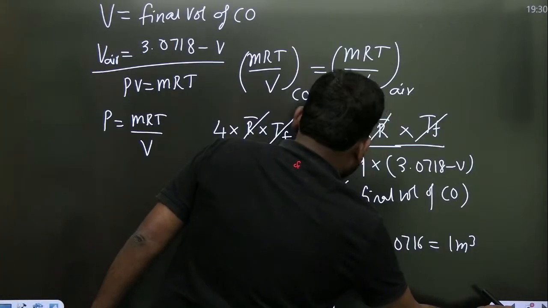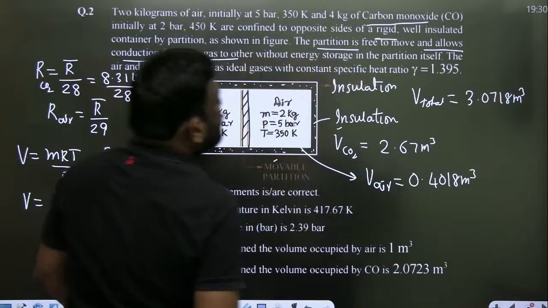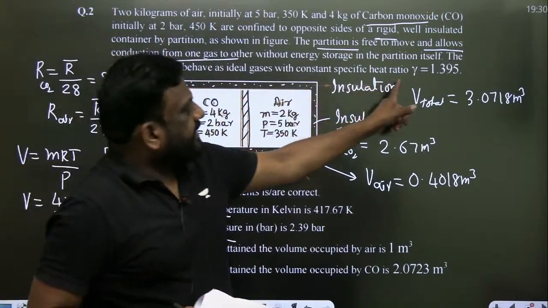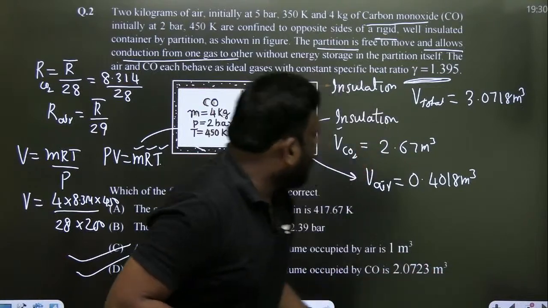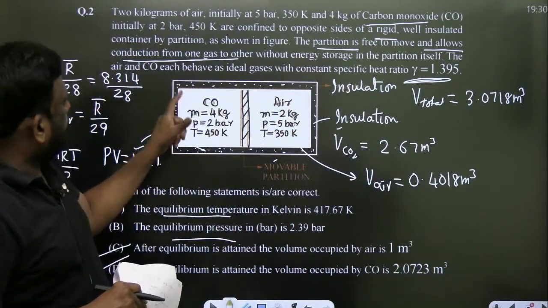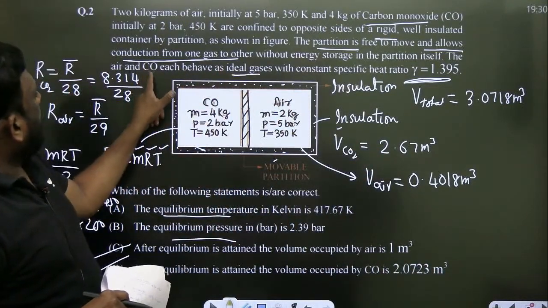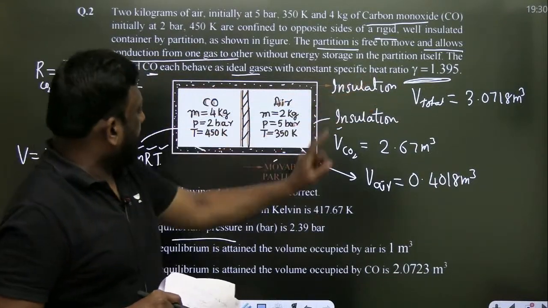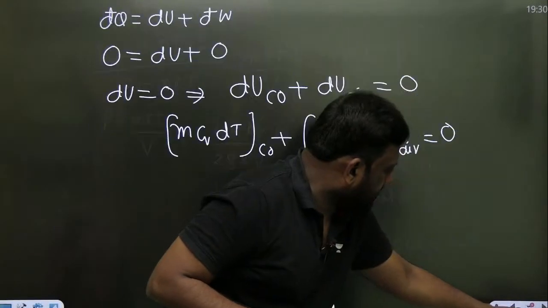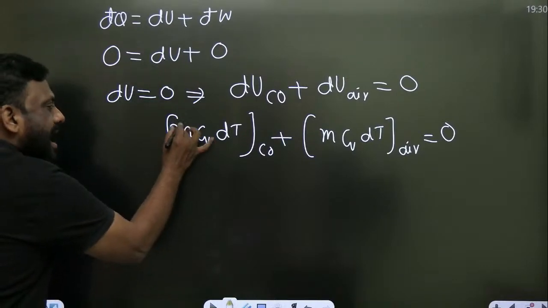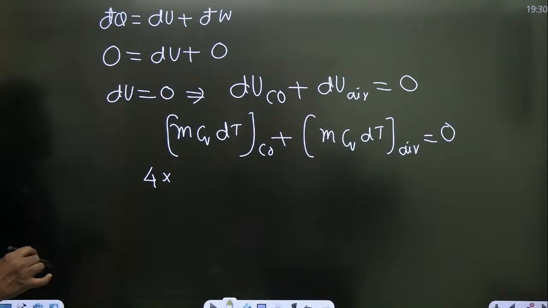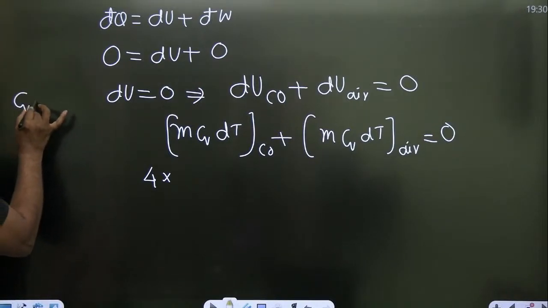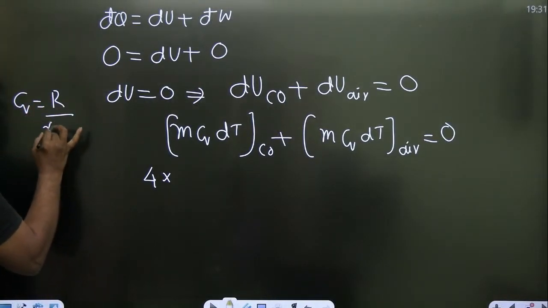What is the mass of carbon monoxide? Look here, something was given at the end, sir. Take the ratio of specific heats as 1.395. Gamma is 1.395 for both air and carbon monoxide. No problem, sir. Look here, what is the mass of carbon monoxide? 4 is given. What is Cv? Anyone in the class, what is Cv? Cv is equal to R by gamma minus 1.